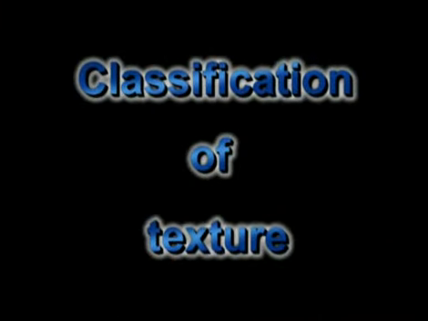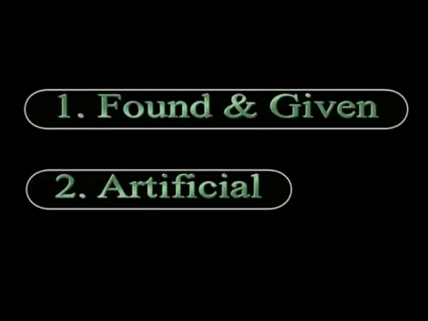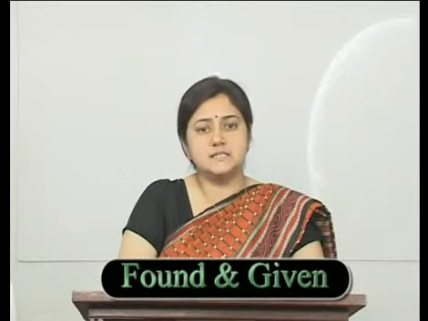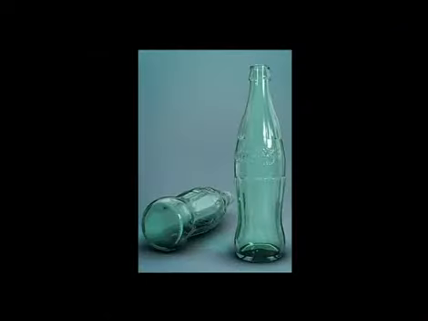Classification of texture. There are two types of texture: found and given, and artificial. Found and given: in this, all textural surfaces created by man and nature come, like wood, stone and bottle texture.